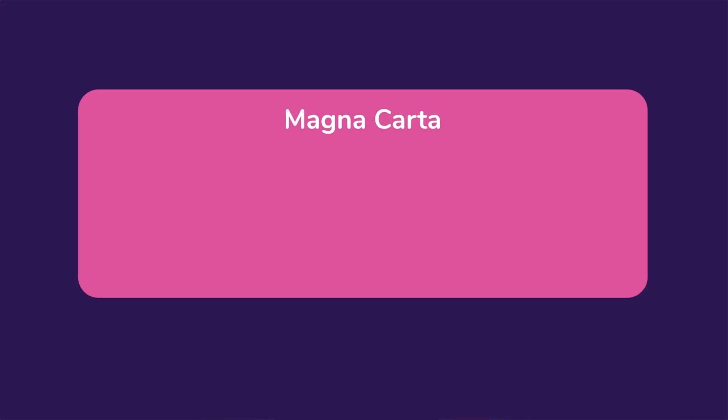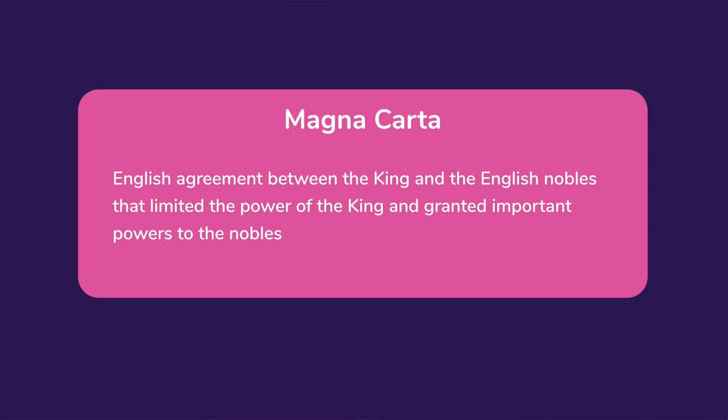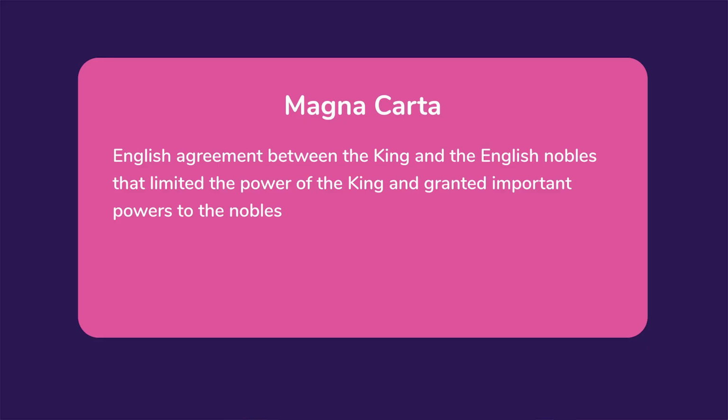Now, the only non-American event on our list is the Magna Carta. It was an agreement between the King of England and the nobles of England. Why is this important to know? It's one of the first documents in history to limit the power of government.